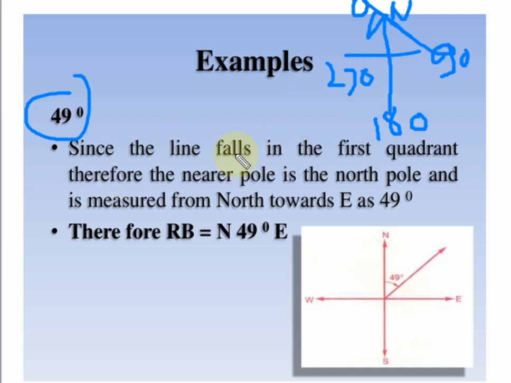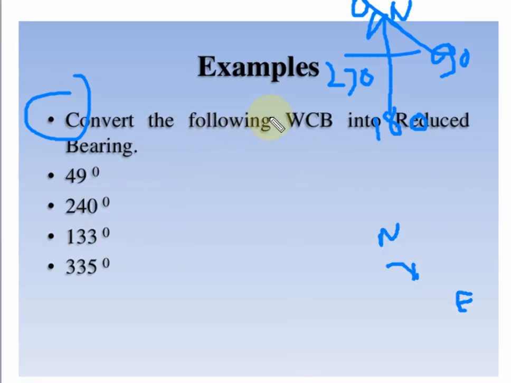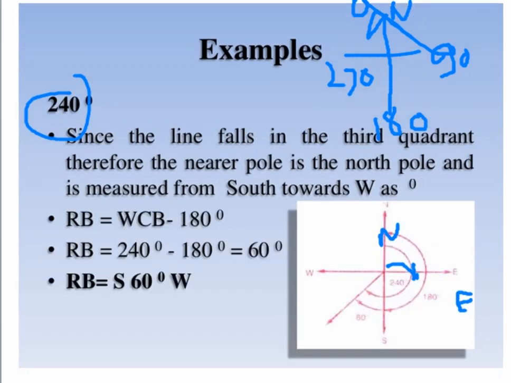Since the line falls in the first quadrant, it is nearer to the north pole, and it is measured from the north. So the reduced bearing of the line AB is written from the north to the east, that is 49 degrees. If the whole circle bearing is given, you can convert it into the reduced bearing. Here are some examples: convert the whole circle bearing into the reduced bearing. Another, what is 240?